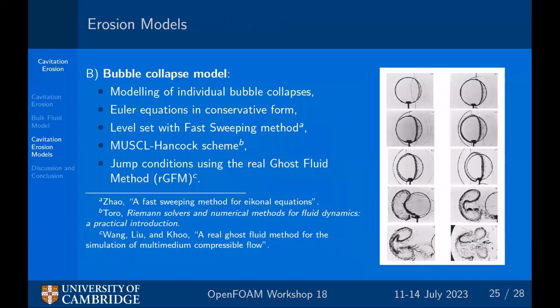This brings us to a different type of model called bubble collapse models. The idea here is to actually model the collapse of a bubble near a surface and figure out what the pressure is, and then from the pressure on the surface, figure out what the erosion or the volume or mass loss will be. We can do this by using Euler equations in a conservative form with a level set method with a fast sweeping method. The scheme is MUSCL-Hancock, and the jump conditions are implemented using a real ghost fluid method.